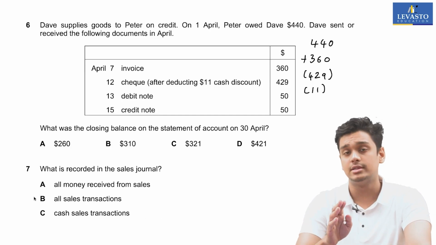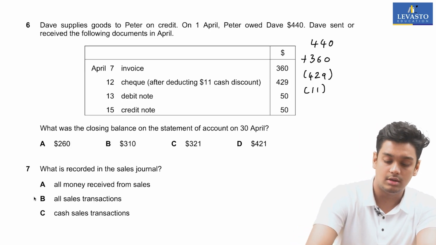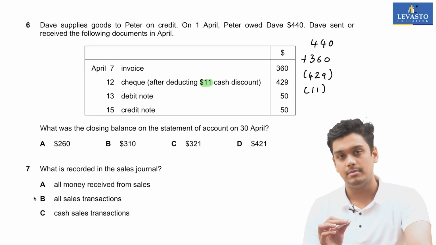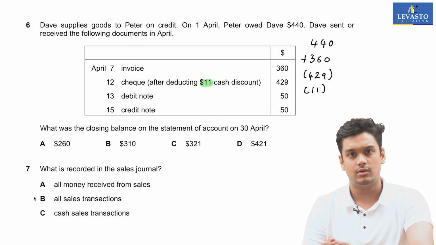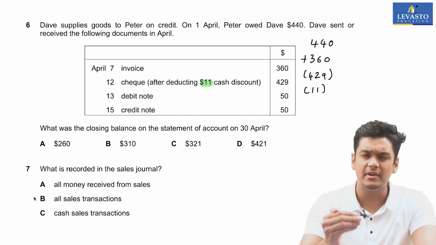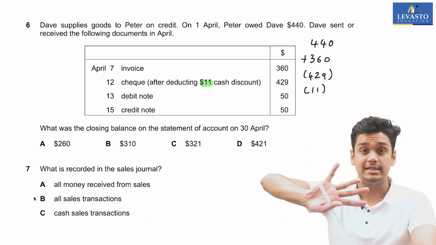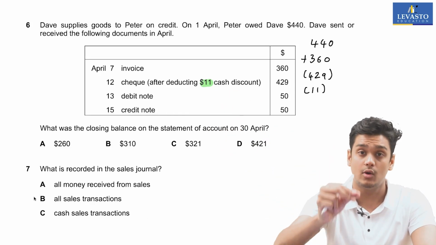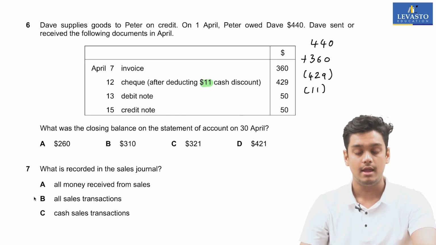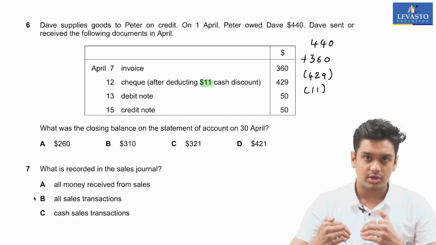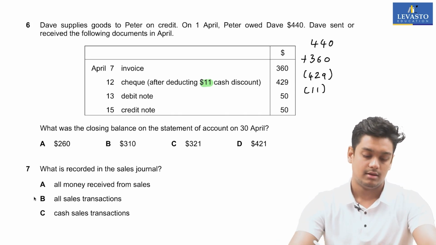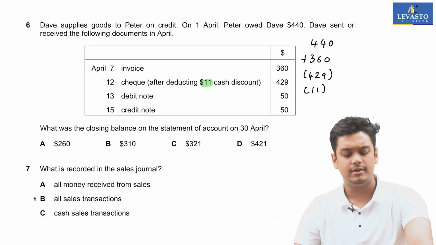Now many students will ignore the $11. But please remember, when it comes to cash discount, it is definitely recorded in financial statements. Trade discount, yes, that's not recorded. However, cash discounts, yes, we do consider that. So, I will also be subtracting that. Finally, debit note and credit note.